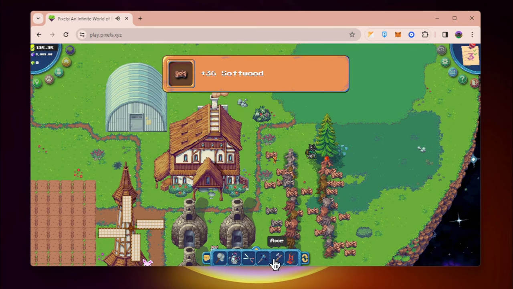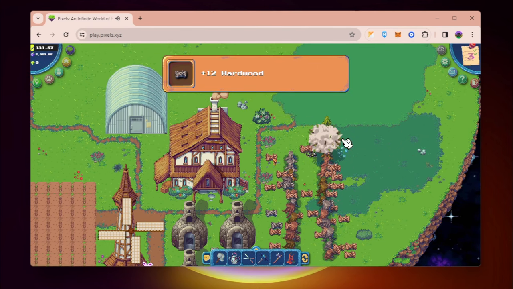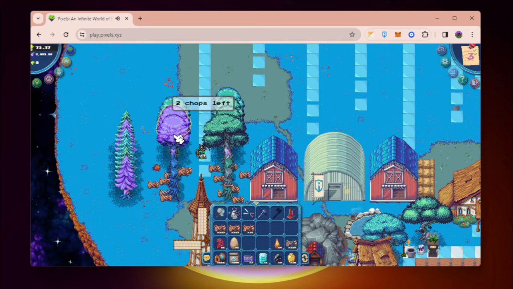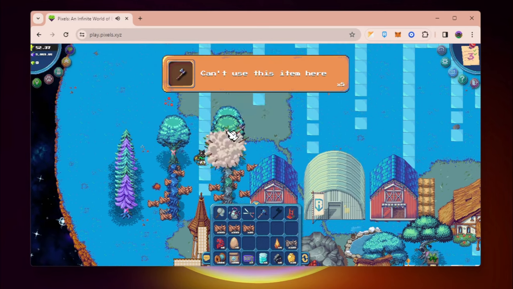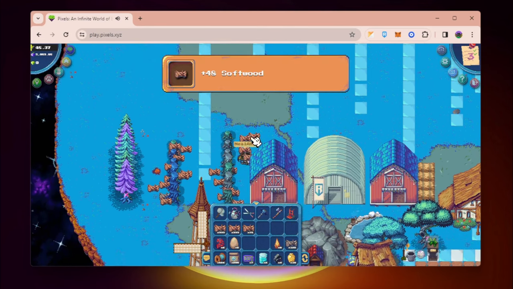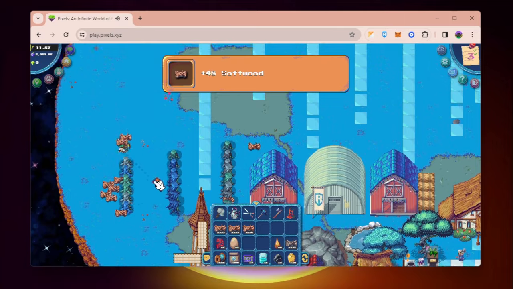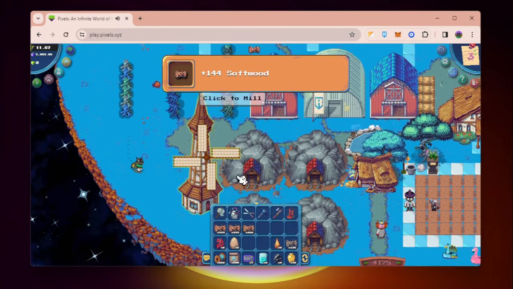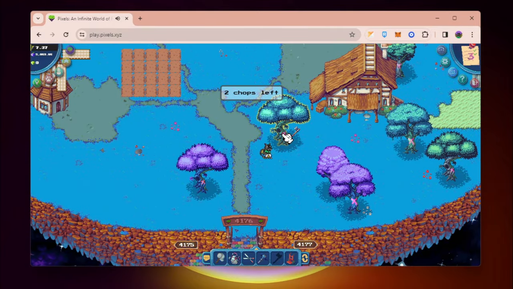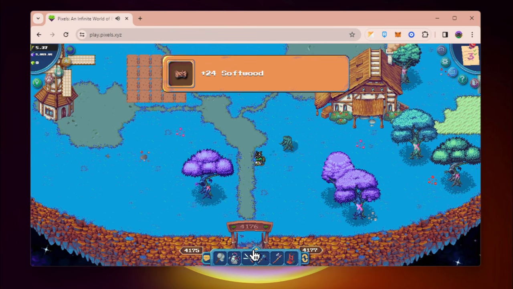Okay, so fourth sap here. It's actually not a bad rate as of now. Okay, we have the fifth sap so far. Total of 5 sap and 138 hardwood. Okay, so just extra hardwood.